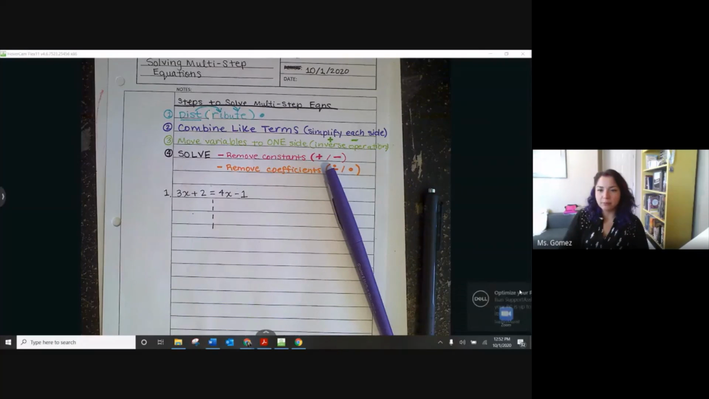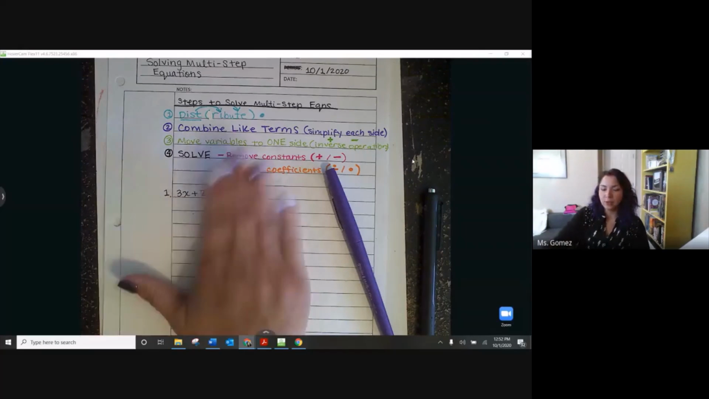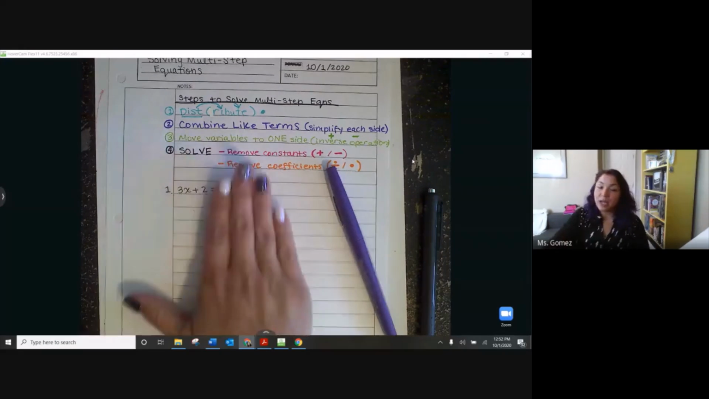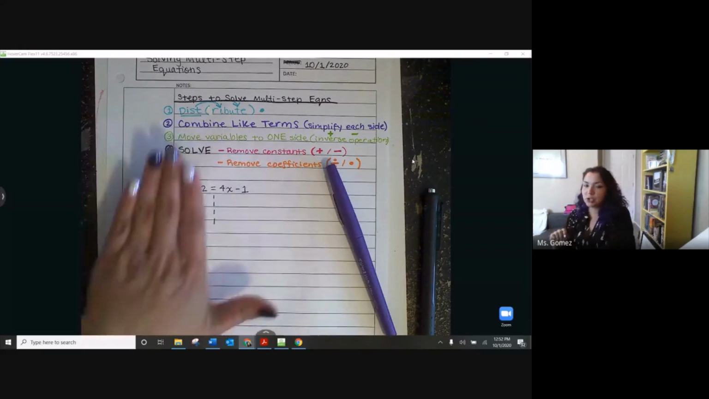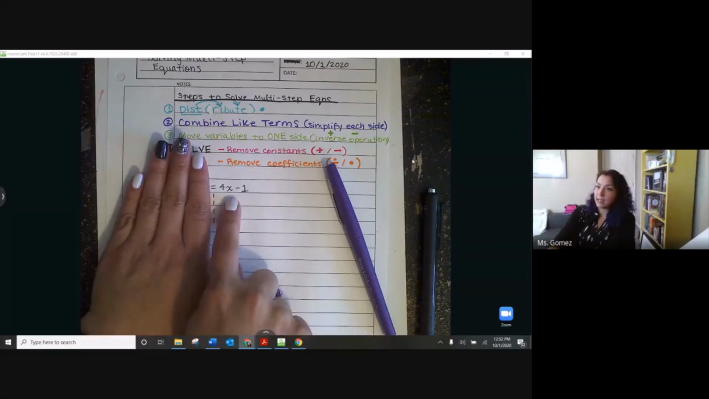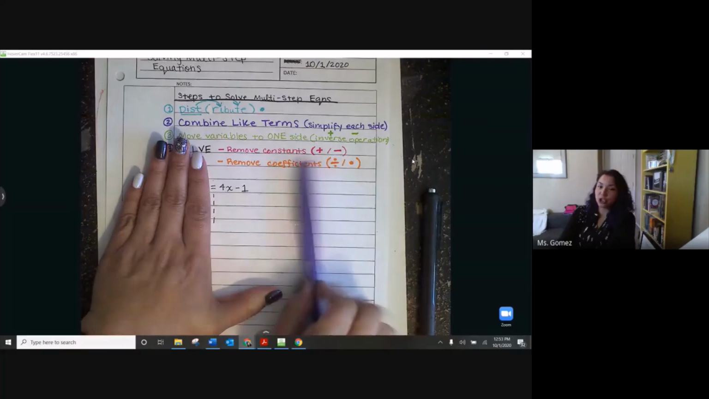Notifications, go away. All right. Oh, okay, that's all right. So I agree with you, Michaela. I don't have any like terms on the left side. So now keeping that in mind, let's look at the right side. 4x minus 1. Do I need to combine like terms on the right side?